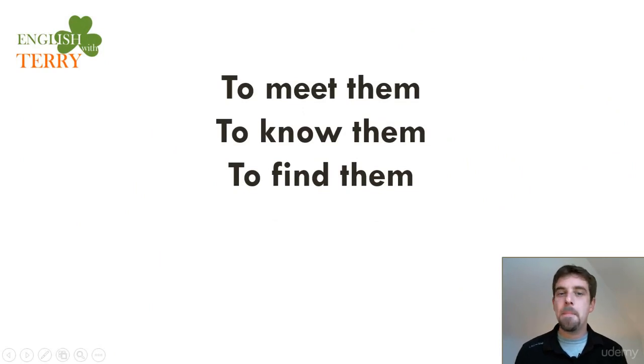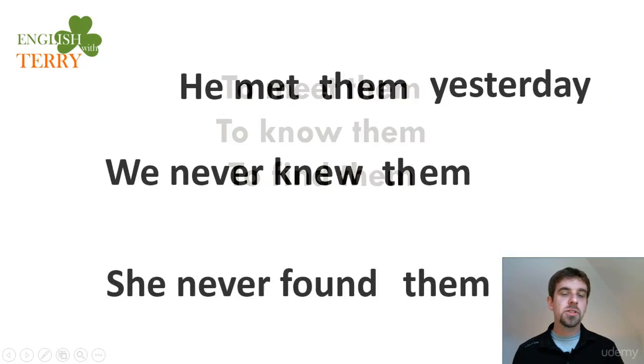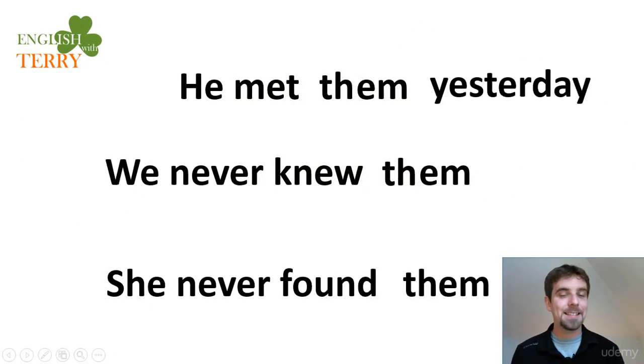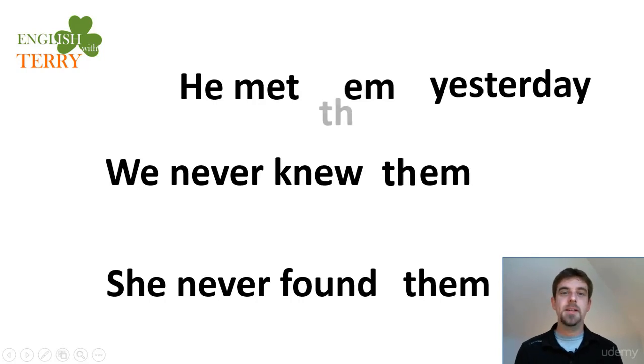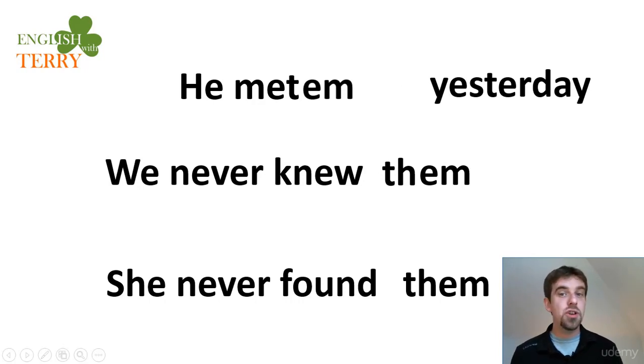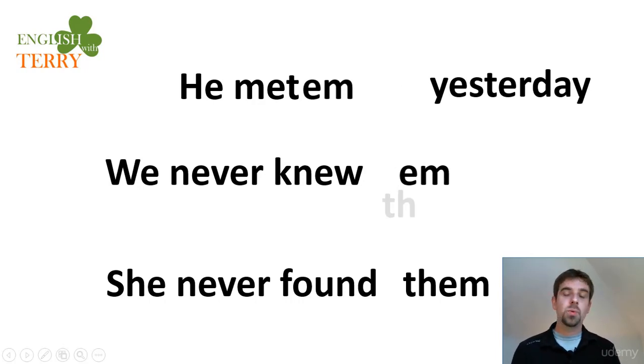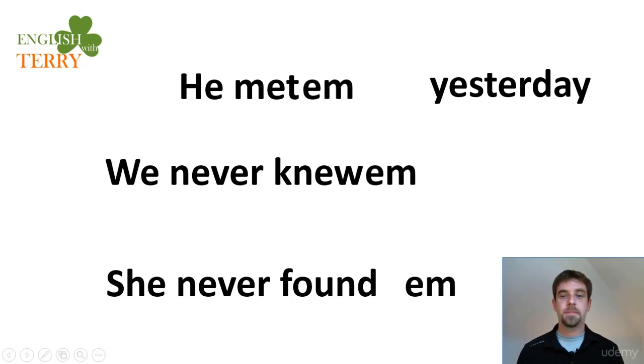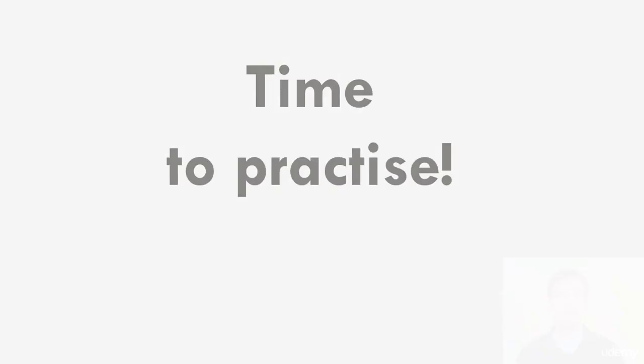To meet them, to know them, to find them, right? So if we have these verbs in the past, he met them yesterday. He met him. We never knew them. We never knew him. And she never found them. All right? So this is what happens when we pronounce quickly. So we can go directly to the practice.